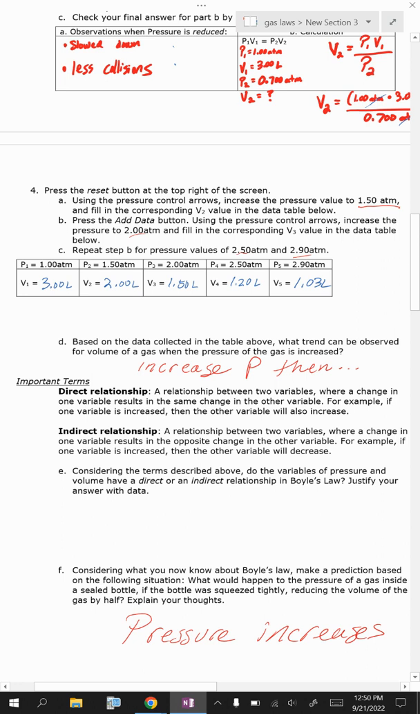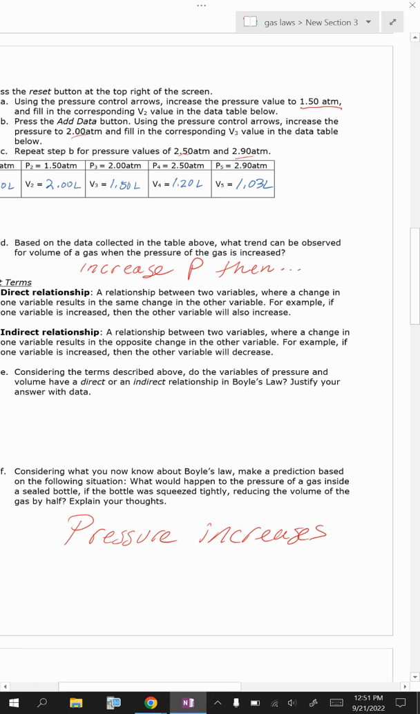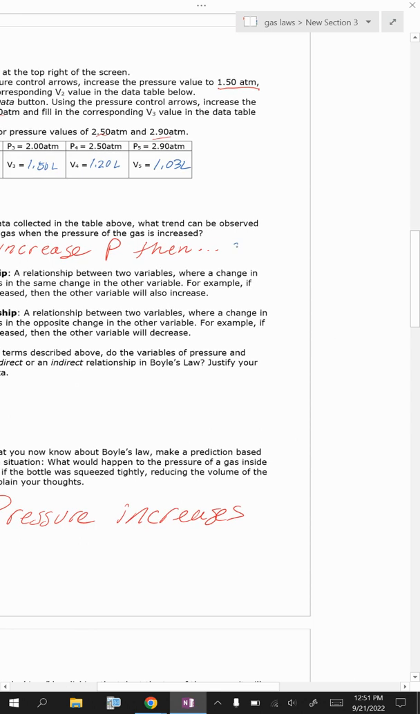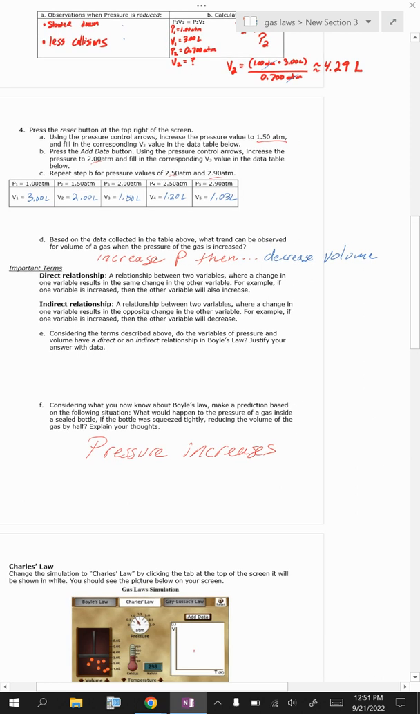What are the trends happening? Okay, based on the data, if I increase pressure, then I'm decreasing volume. So the opposite is occurring within the variables. If I increase pressure, then volume goes down. So is that a direct or an indirect relationship?